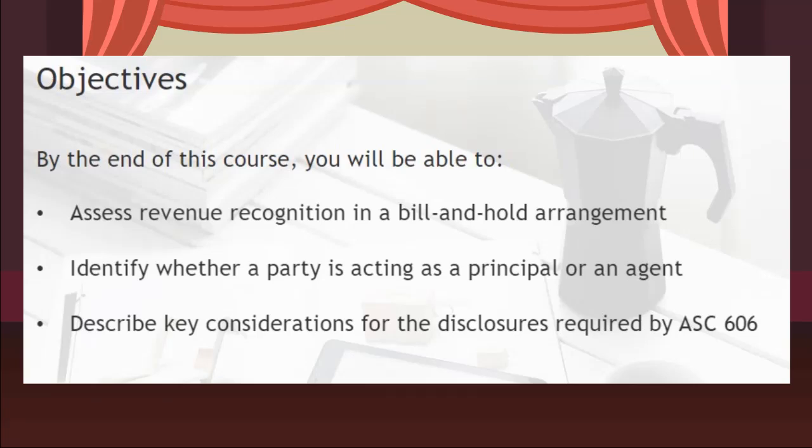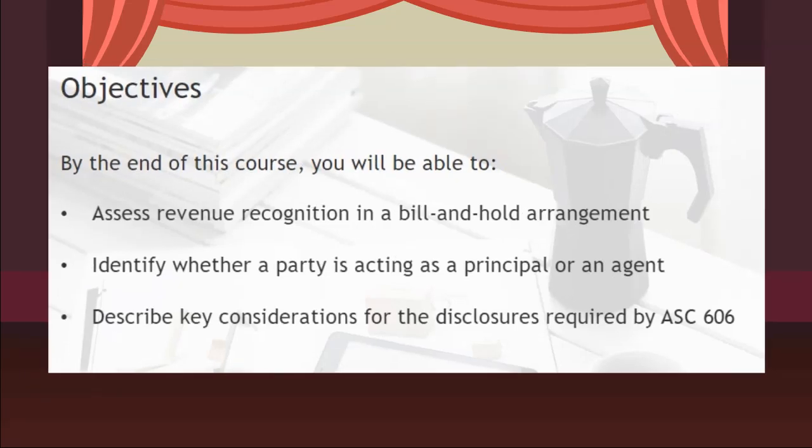bill and hold arrangement, identify whether a party is acting as a principal or an agent, and describe key considerations for the disclosures required by ASC 606.